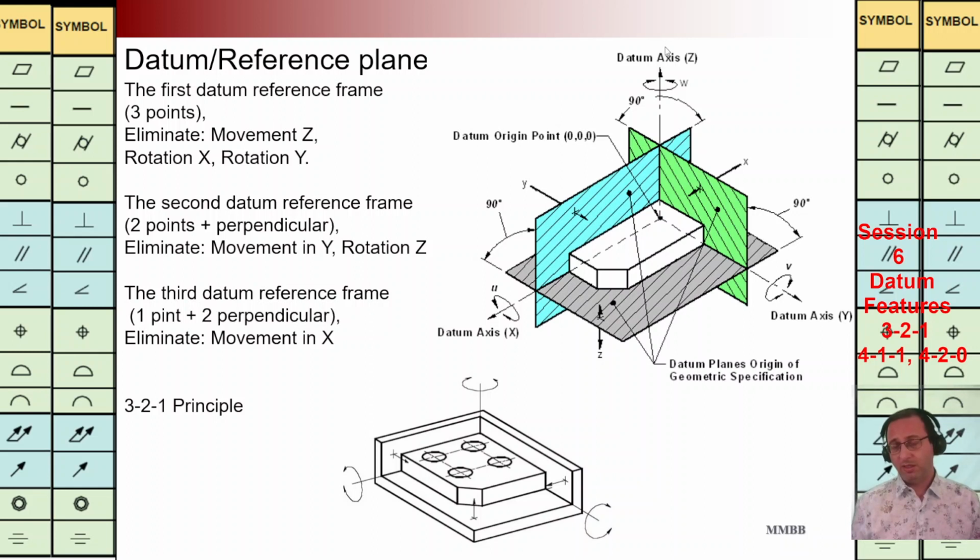In order to eliminate the other degrees of freedom, I'm going to add this blue plane as a secondary datum plane.